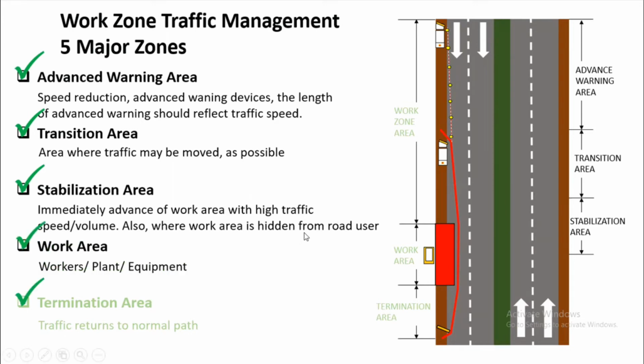Work area, so it's very important. This in the shaded area of red color. This is, we call it the work area. Okay. And termination area, the traffic returns to normal part. So in this termination area, from the work area up to the last barriers and signages, this is the area that the construction work area is terminated, and you have signage that the motorist can now in the normal flow of traffic.